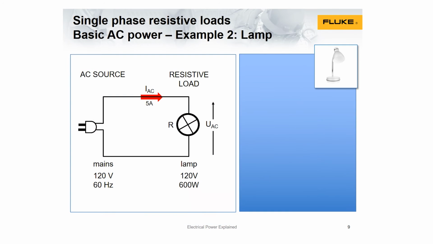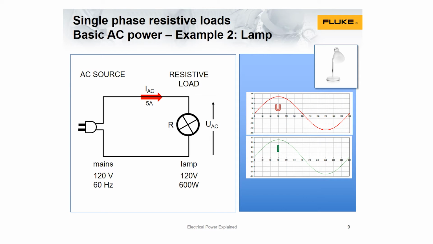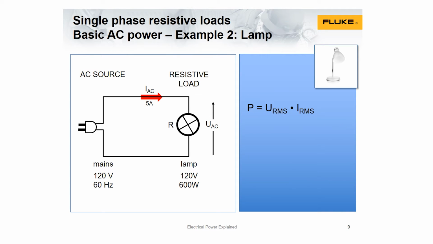For a pure resistive load like our lamp, voltage and current are in phase. This means the formula for power is in this case P equals U_RMS times I_RMS. Here and elsewhere, RMS means that you don't have to worry about the time function. To find the average power in a resistive load, you simply multiply U_RMS by I_RMS.